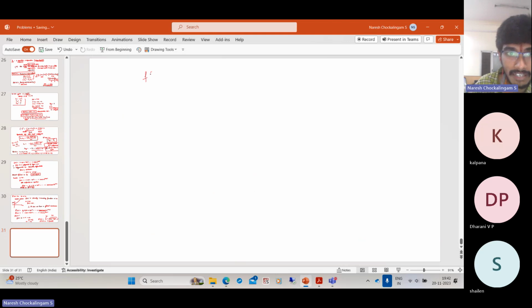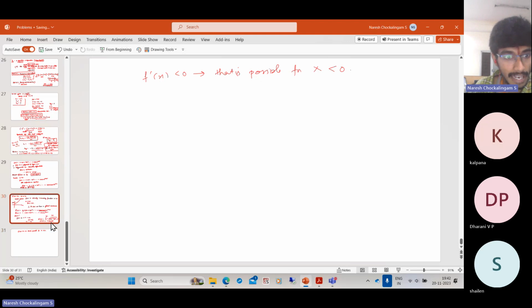And what about f dash of x less than 0? That is also possible for x less than 0. So with respect to local maxima and local minima, you can have something. But what about the global minimum?